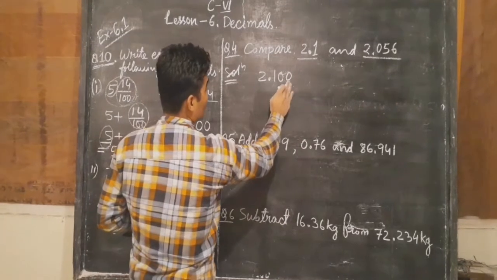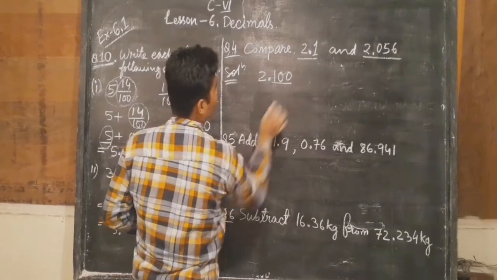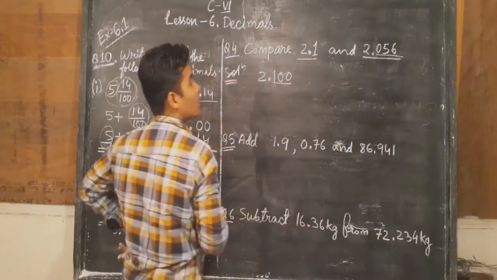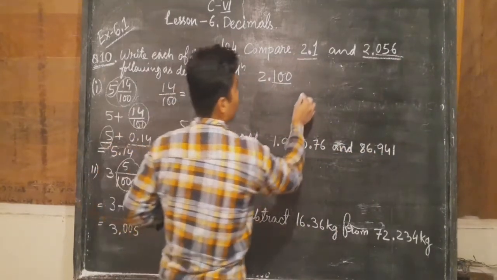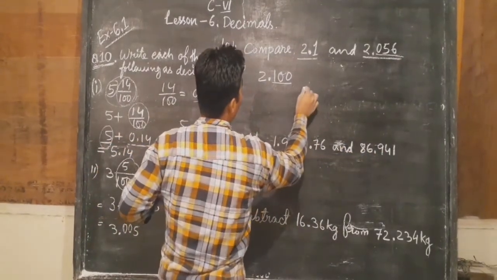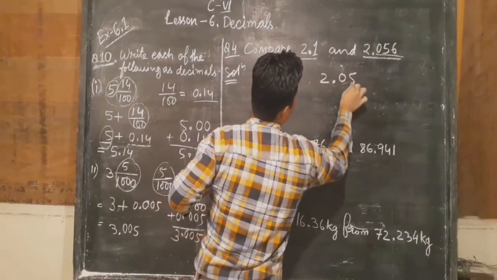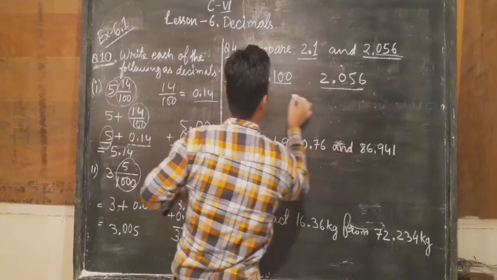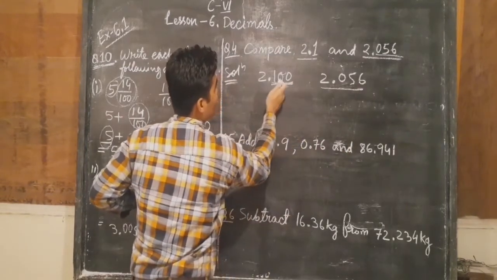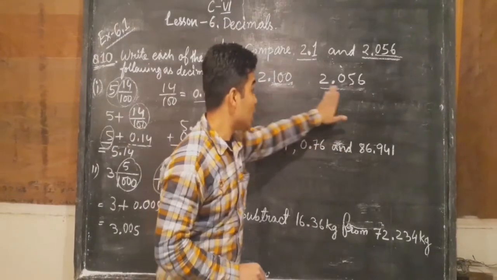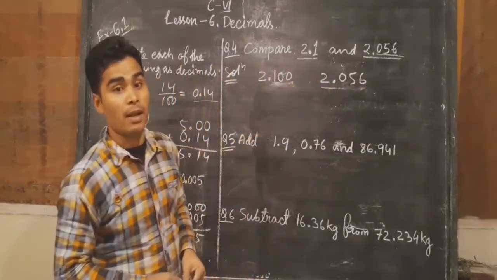But I have put 20 to make 3 decimal places, because this number also has 3 decimal places. Now you can see 2.056. Both decimal numbers have an equal number of decimal places. 1, 2, 3, decimal places is 3. Here also 1, 2, 3. Making equal decimal places is called like decimal.